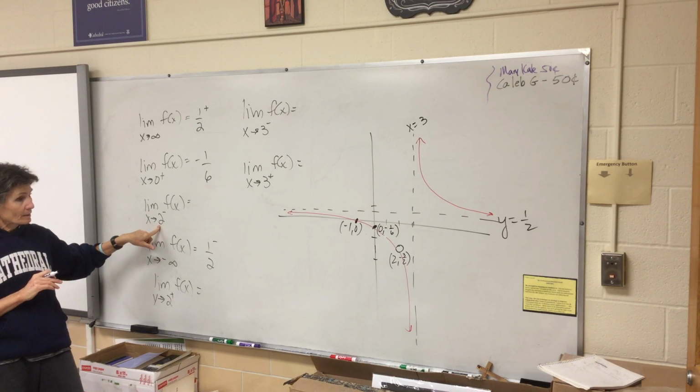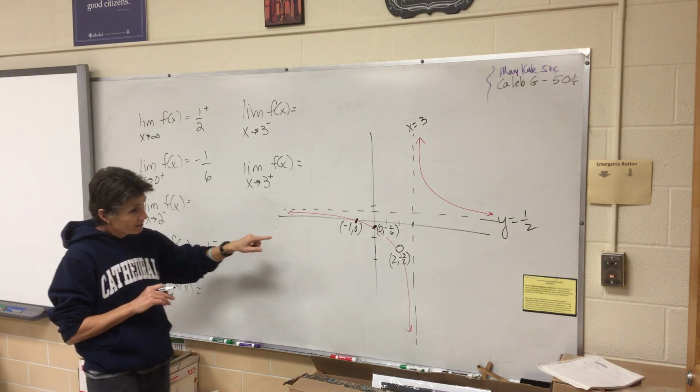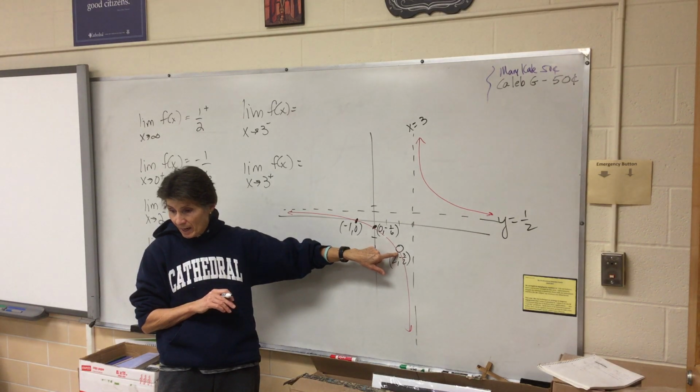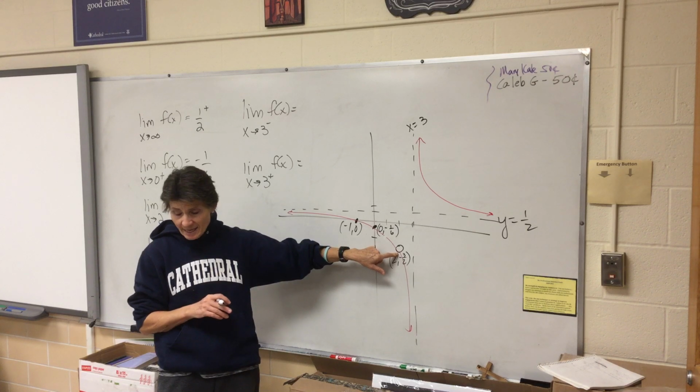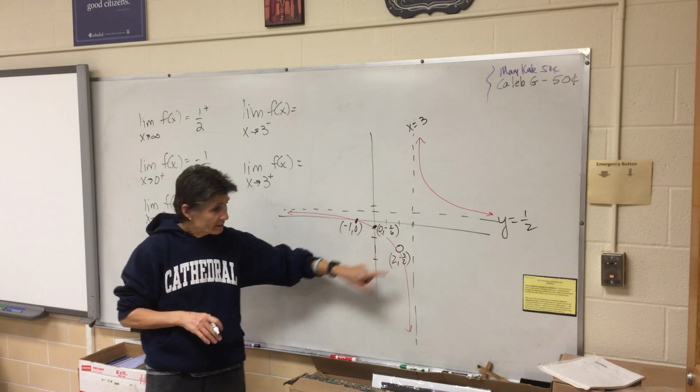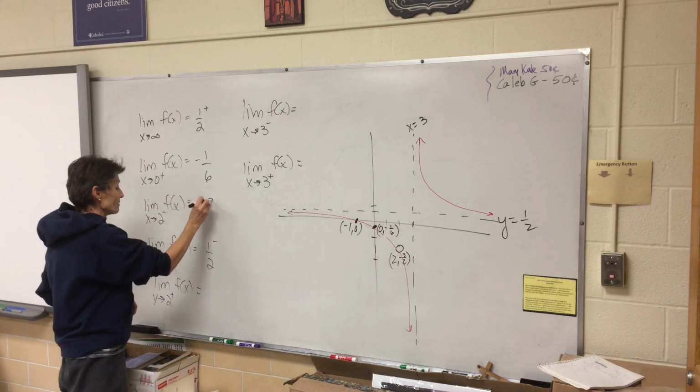All right? X approaches 2. All right, let's come over here to our picture. Where x is 2, don't we have a point? I know it's open, but it's still a point. So what did I just get done saying? If you have a point, your limit is the y. So the answer is negative 3/2.